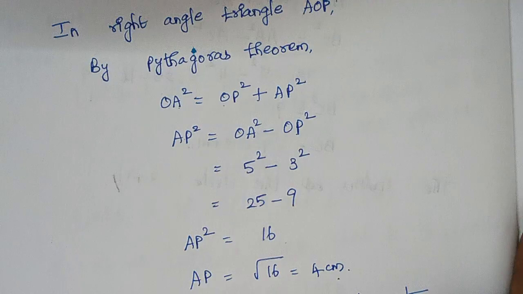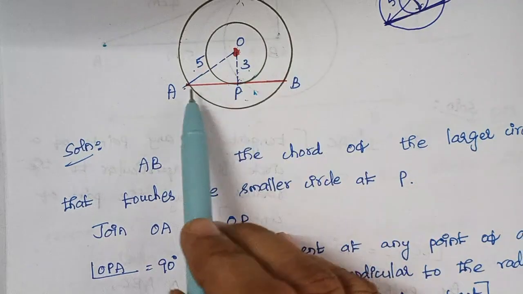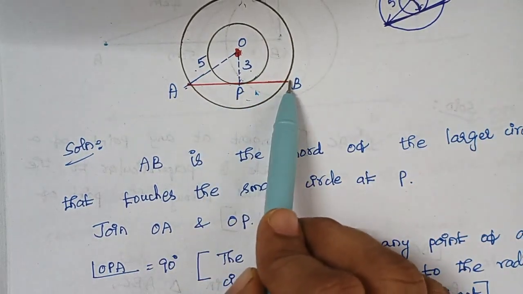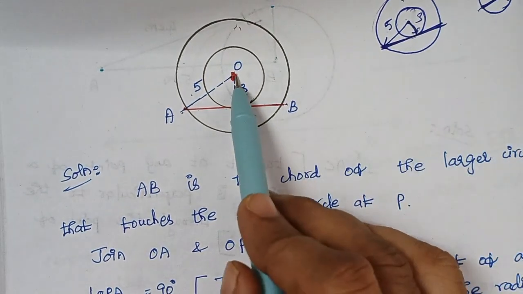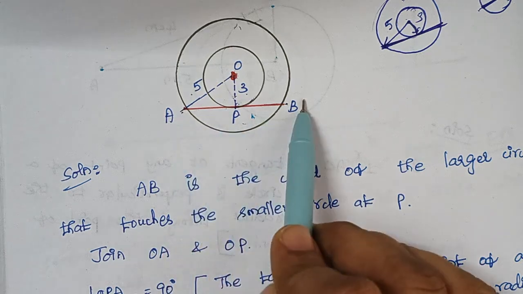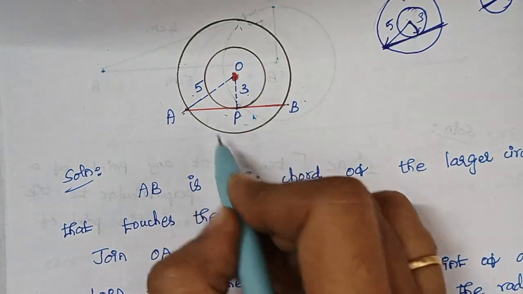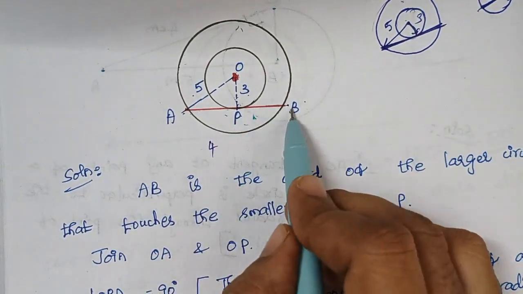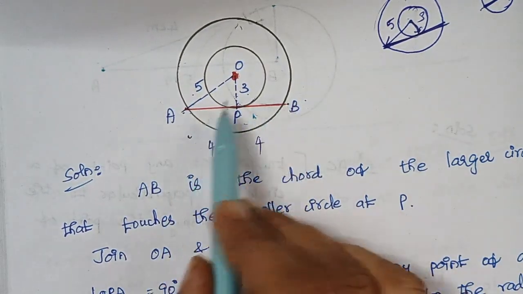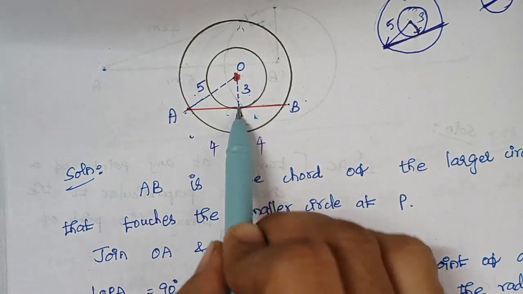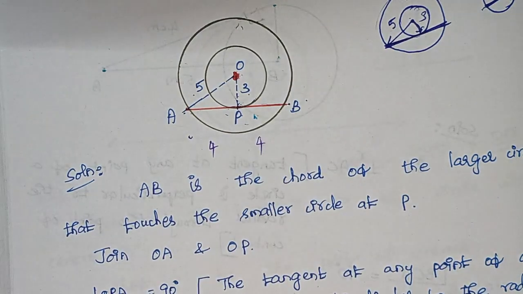So you see, when you observe carefully, this line OP divides the chord AB equally. So already we have solved problems related to this. That is, this perpendicular will always divide this chord equally. So here the value of AP is 4. So what about the value of PB? It will be automatically 4 because this line AB is equally divided by this radius at point P. Therefore, the length AB will be 4 plus 4, which is 8.